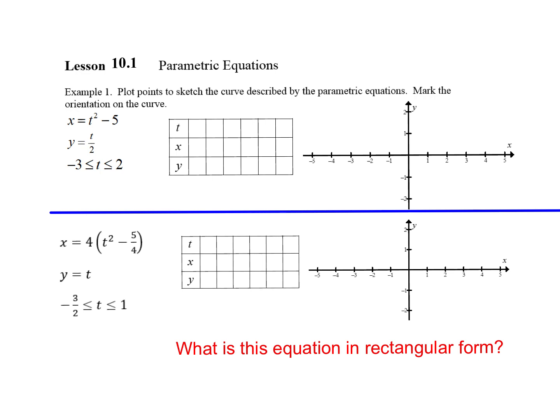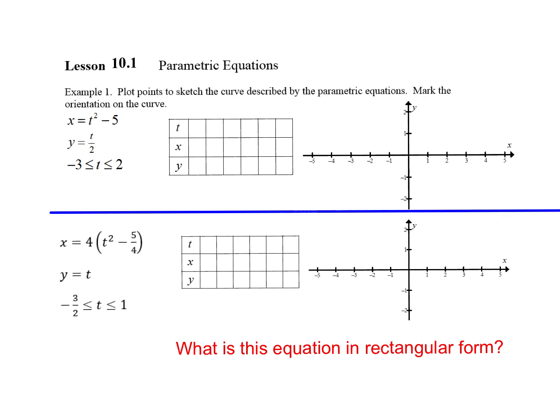All right, so let's look at example 1 here. When you're given a parametric equation, instead of one equation with just x and y, you're given an equation for x and an equation for y, and they both have the parameter in it. In this case, they call it t. A lot of times they call it t because time is a lot of times the parameter.